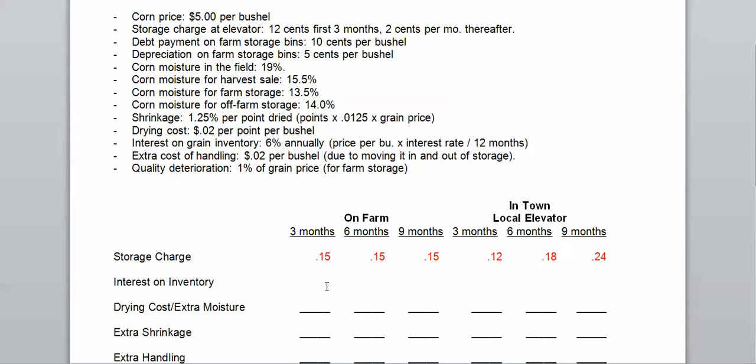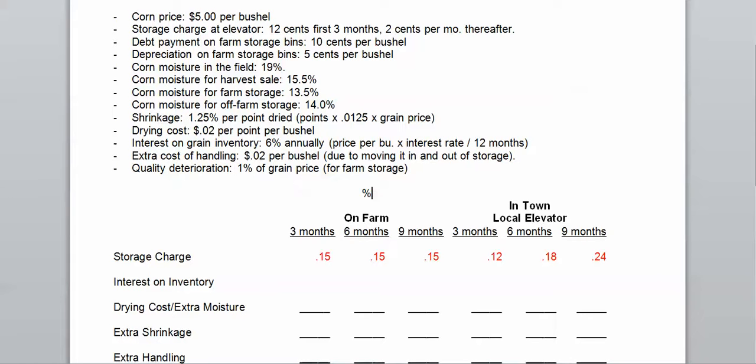Interest on inventory is an important number. We don't get a bill for this. If we have corn in the bin, we could have sold that grain, used the money to pay off other debts, or invest in other facilities or other enterprises. And if that corn is stuck in our bin, we don't get to use that money. So therefore, we need to charge ourselves for that use of the money. And that's going to be the same in town or on the farm.